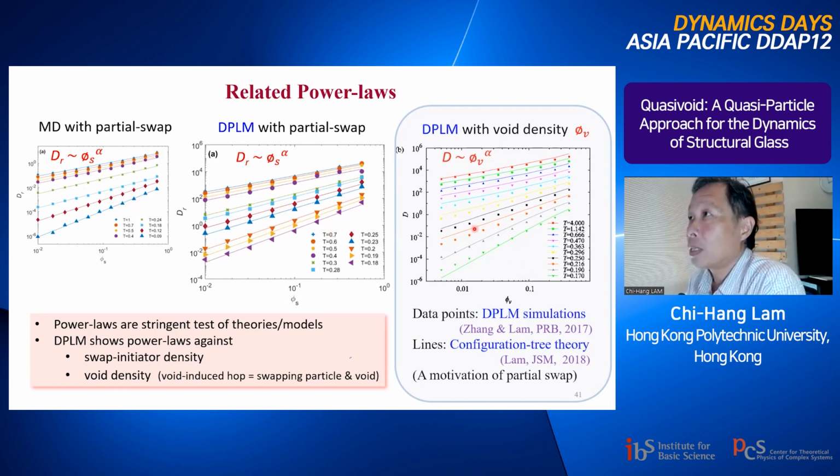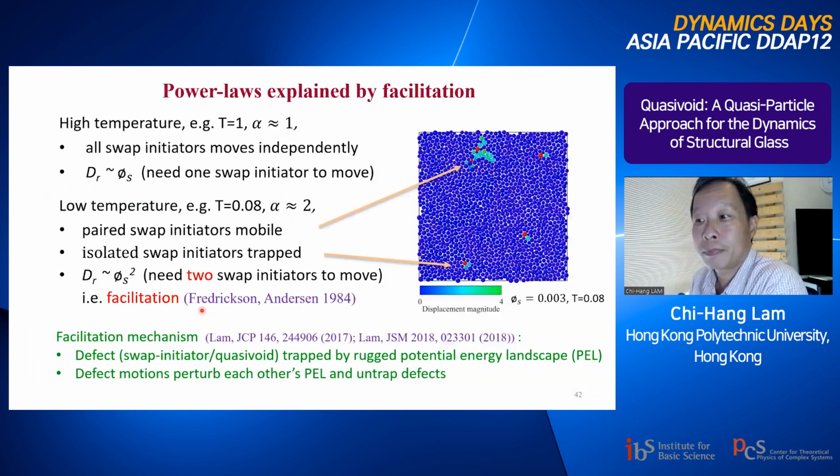I think the similarity is not accidental. It's because void-induced motion, a particle hopping into a void, is equivalent to the exchange between a void and a particle. So a void actually is very analogous to a swap initiator. And that's why we believed, luckily correctly, that we would have the power law here, and we should have the power law with the swap initiators as well, which we find in the MD simulations.